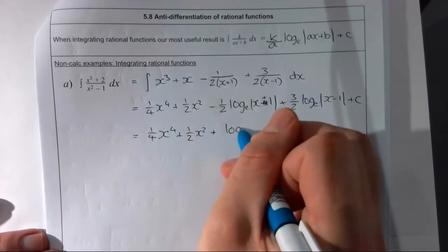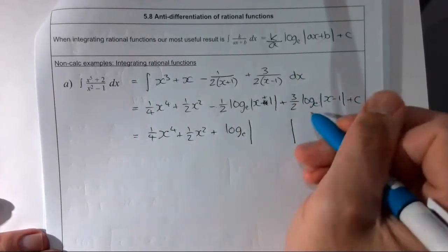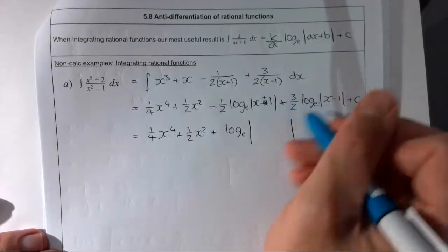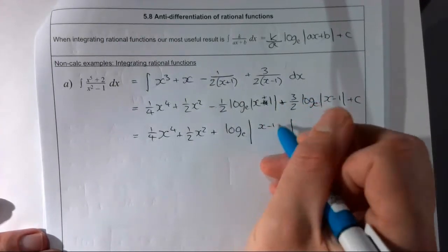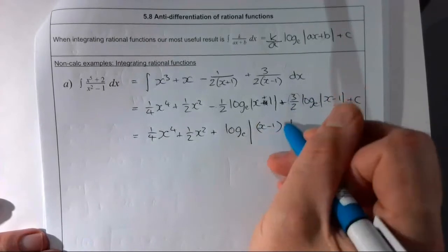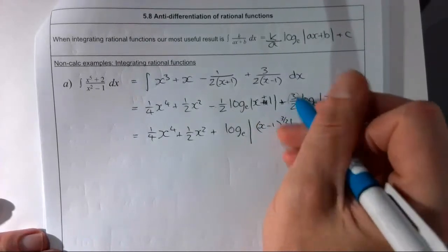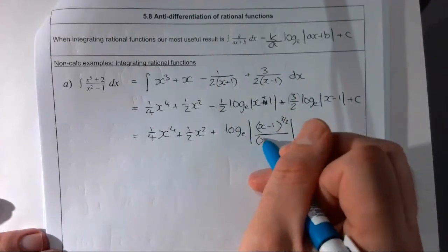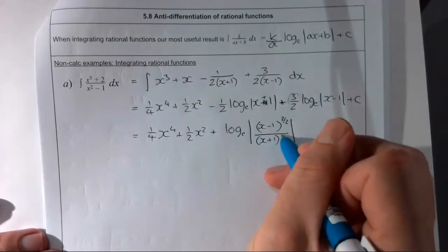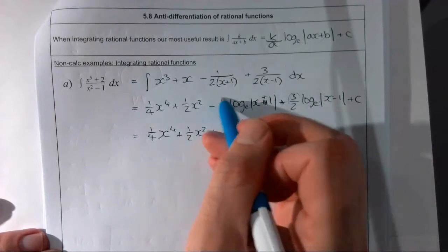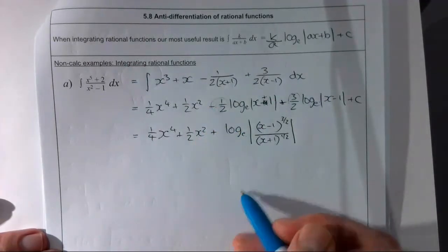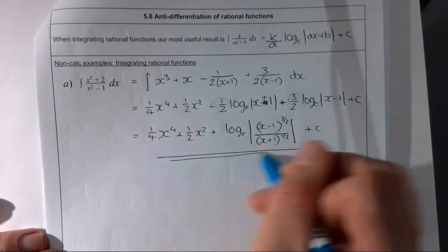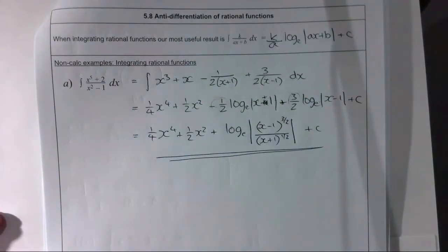So as I'm doing this, I'm going to have the magnitude of, this is going to be my numerator because it's positive, x minus 1, and then the power is 3 over 2, because that's the coefficient, and the denominator is going to be x plus 1, to the power a half, because of the coefficient here, plus c. So that's my result for part A.